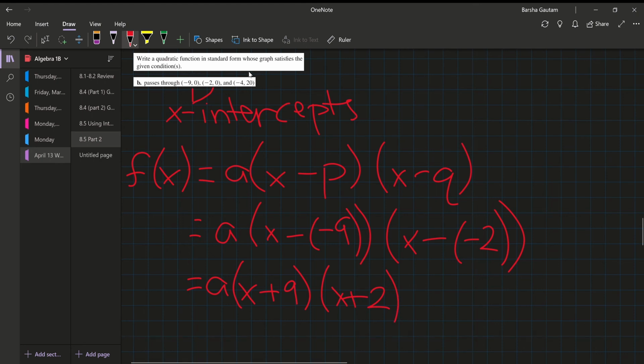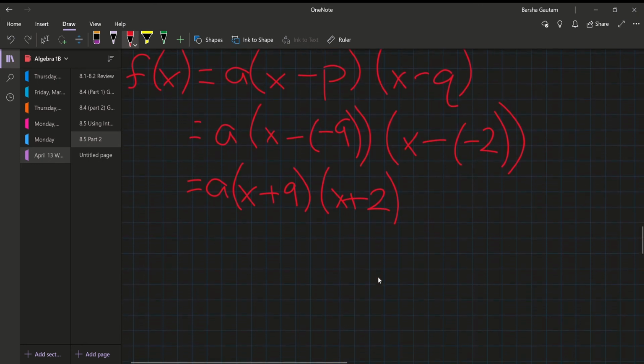And now, once again, the question asks us to put it in standard form. So you can factor it, you can FOIL it, whichever method you like, but hopefully you get the following answer. Actually, before we do that, we're going to do something else. We need to figure out what a is first before we FOIL it out. All right. So how can we possibly figure out what the a value is?